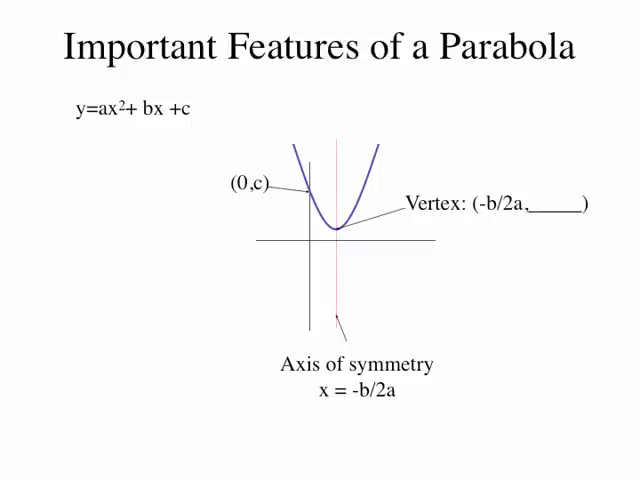The vertex then, the tip of your parabola, we know its x-coordinate is -b/2a because it's on the line x = -b/2a. To find the y-coordinate of that vertex, what we have to do is plug whatever number -b/2a is into our equation for x and see what y comes out to be.